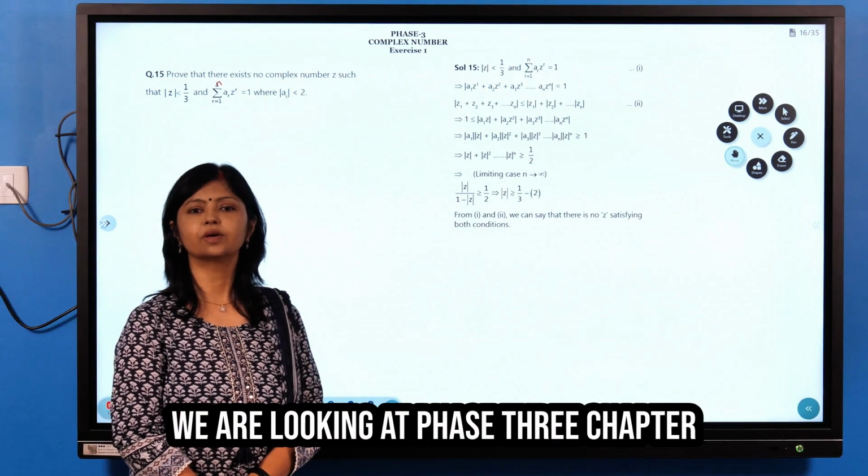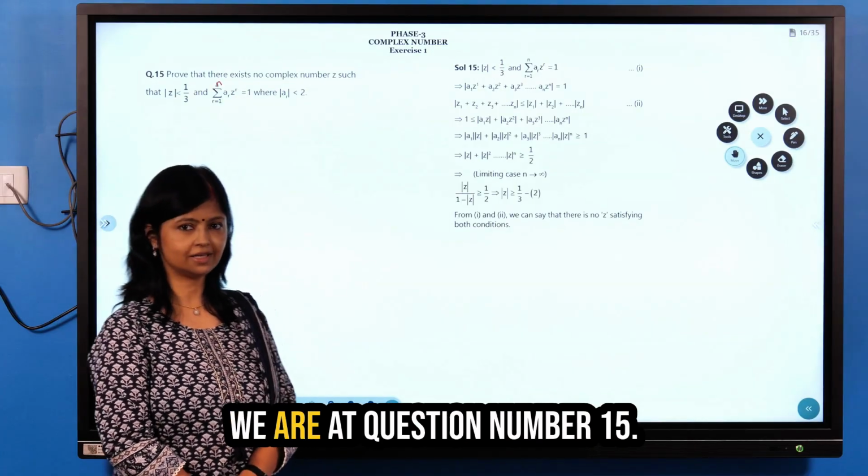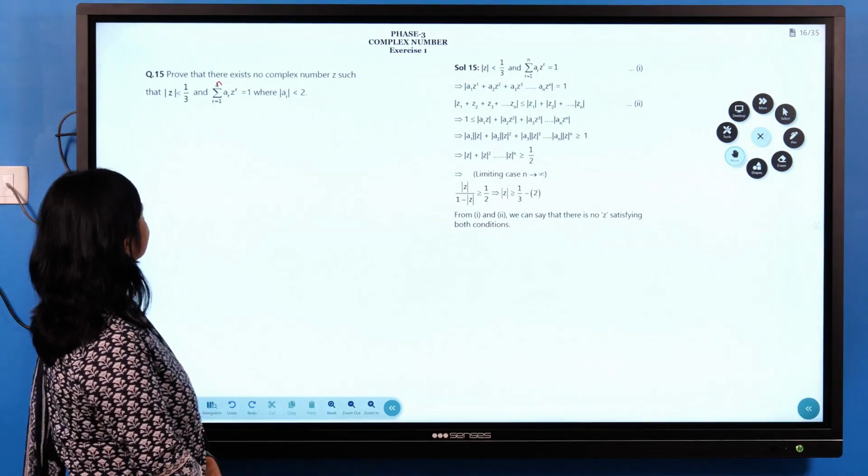Hello everyone. We are looking at phase 3, chapter complex numbers, exercise 1. We are at question number 15. Okay, let's look at the question.